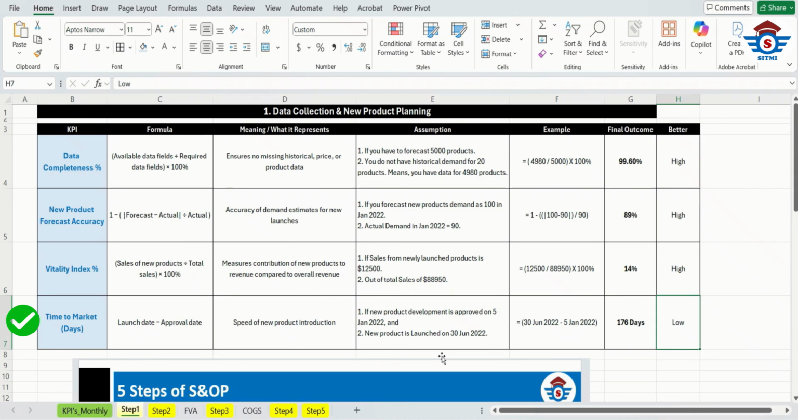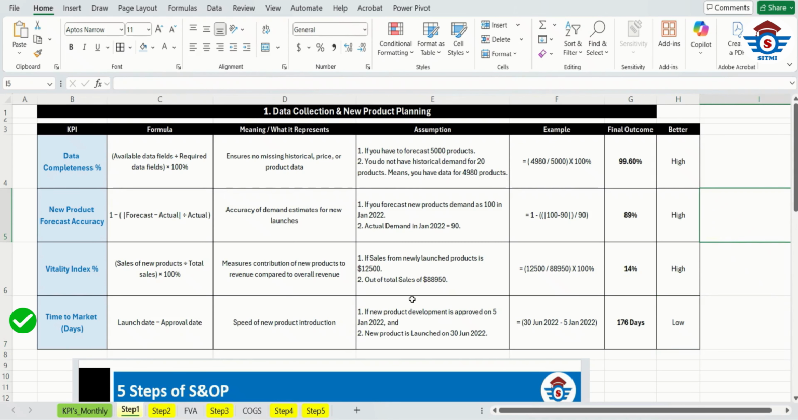Now, having a lower number is better for business because it tells us how speedy or how responsive we are in getting new products into the market, because a low number tells us that we are understanding market demand better and launching the products even before the competitors get into the market.